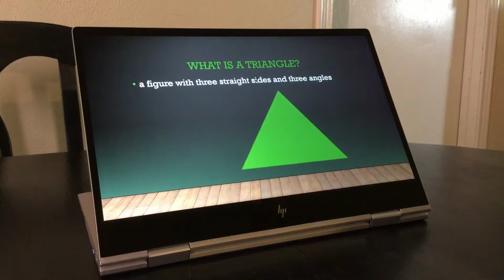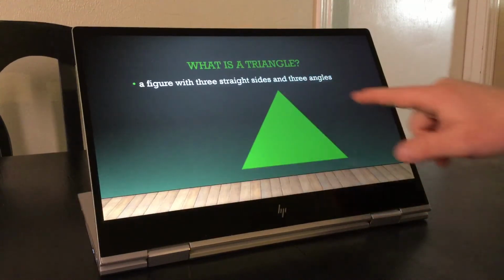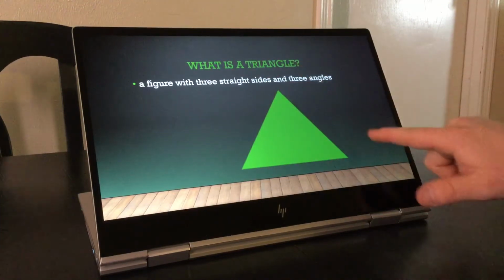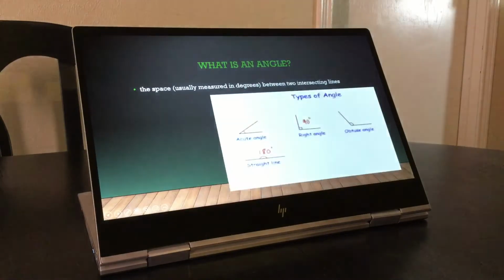Alright, so, what is a triangle? I know many of you already know, but just as a recap, a triangle is a figure with 3 straight sides and 3 angles. So we have 1, 2, 3 sides, and we have 1, 2, 3 angles. So now we know what a triangle is.